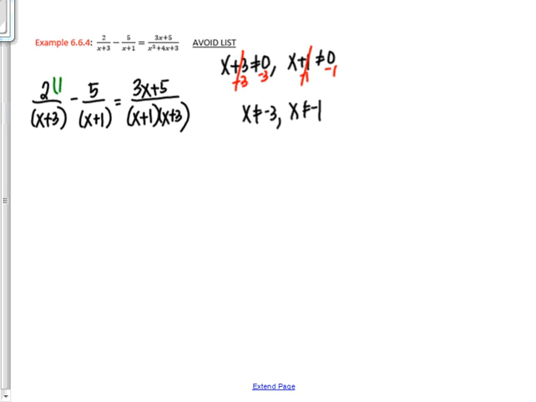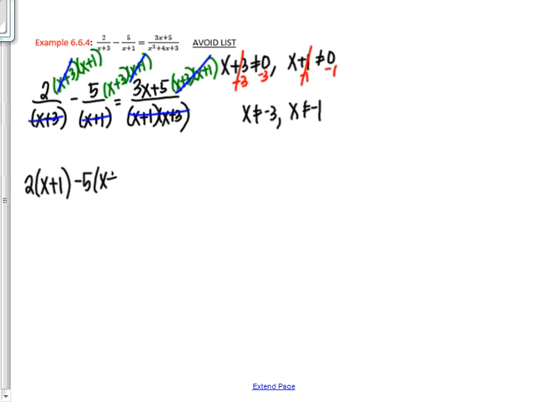It's one of each parenthesis. x plus 3, x plus 1. So let's cancel out the x plus 3's and x plus 1's, both of them. So 2 times x plus 1 minus 5 times x plus 3 equals 3x plus 5.